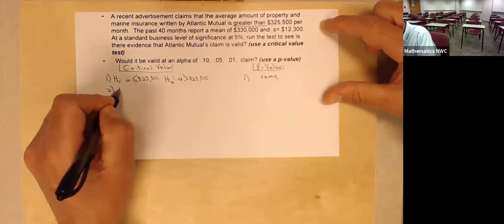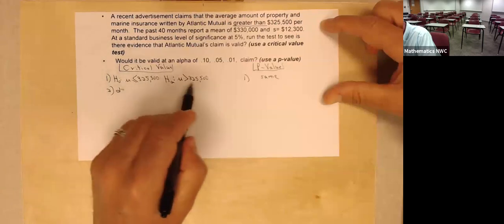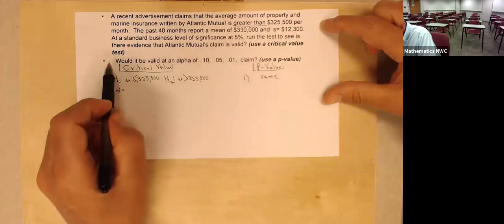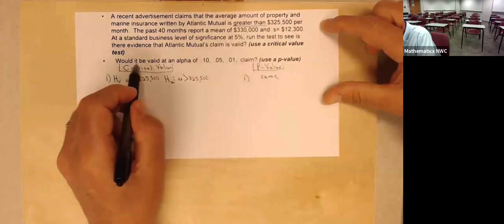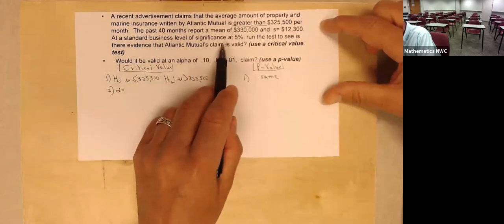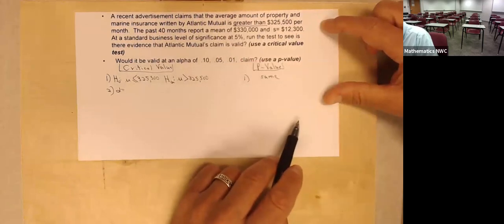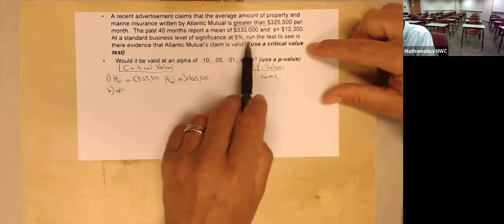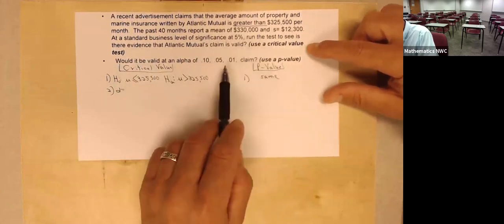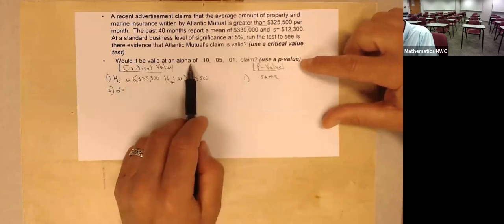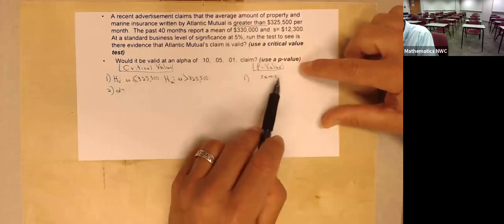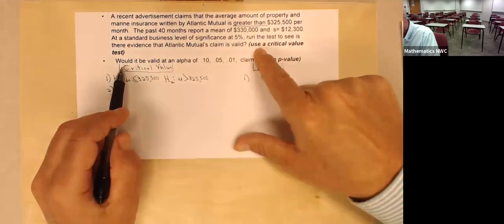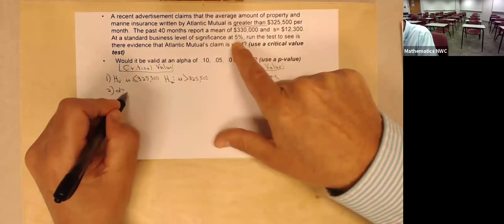Step number 2, list my alpha level. I'm going to go with what the problem said. I'm going to ignore this second statement here. Well, let's do as the problem asked. We're going to do the critical value up here with the 5%. And this time, I'm going to use the multiple alpha claims with the p-value. So for the critical value, I'm just using the 5%.